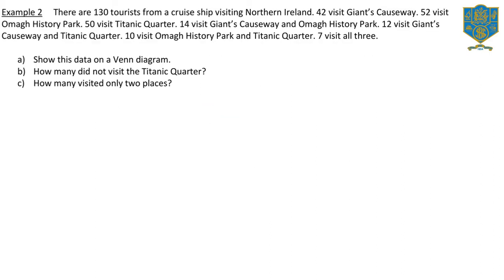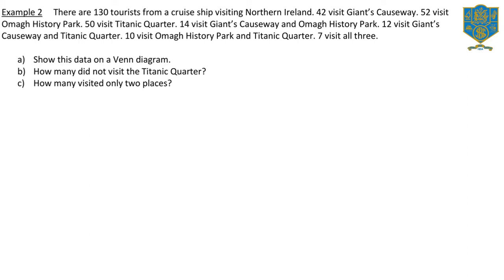Our next example, we've got 130 tourists from a cruise ship visiting Northern Ireland. 42 visit the Giant's Causeway, 52 visit the Omagh History Park, and 50 visit the Titanic Quarter. 14 visit both the Giant's Causeway and the Omagh History Park. 12 visit the Giant's Causeway and the Titanic. 10 visit the Omagh History Park and Titanic, and 7 visit all three.